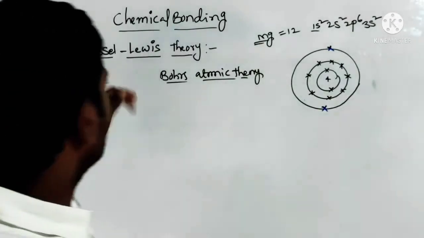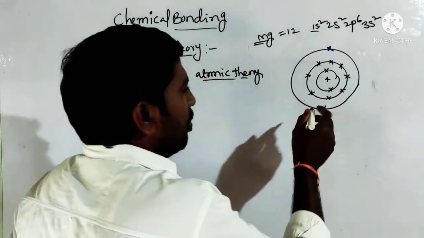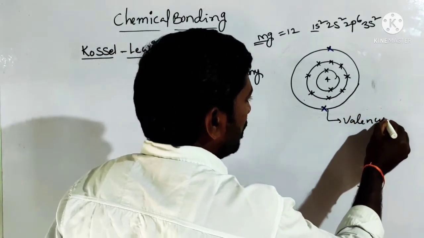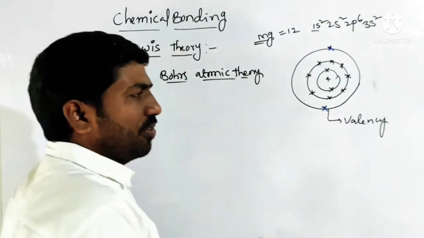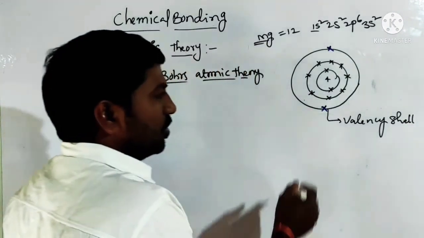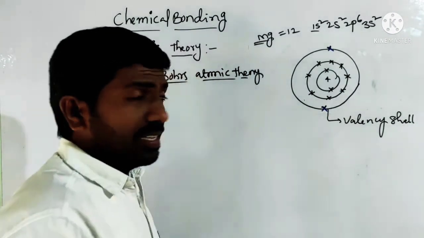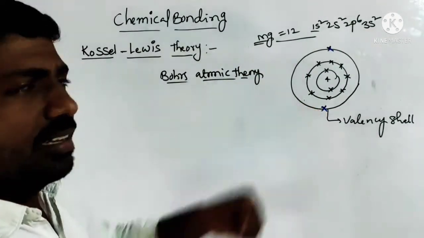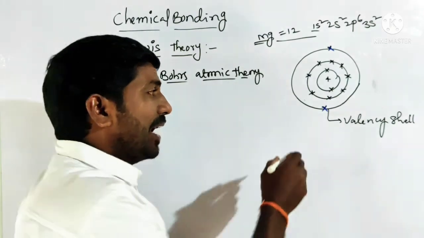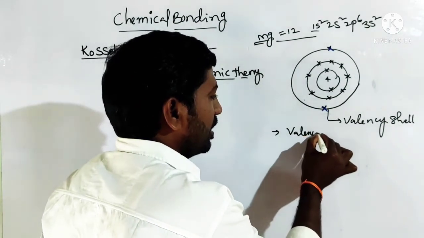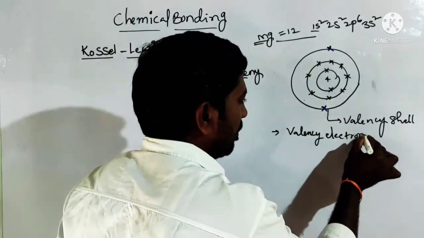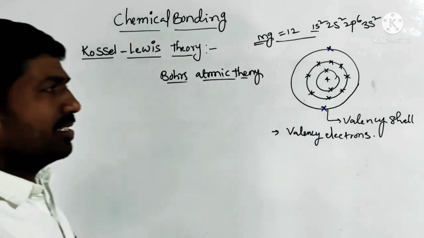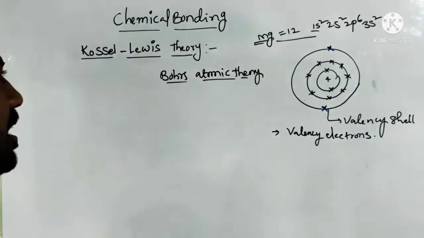According to Kossel-Lewis theory, the outermost shell, or last shell, we call the valency shell. How many electrons does the valency shell of magnesium have? 2 electrons. The electrons in the valency shell we call valency electrons. This is what the Kossel-Lewis theory says.